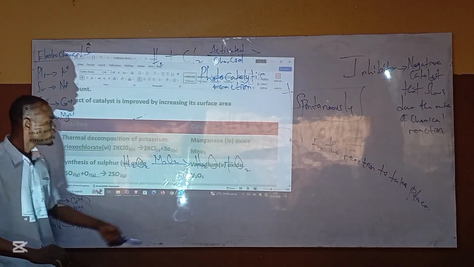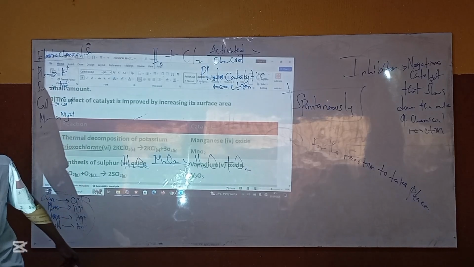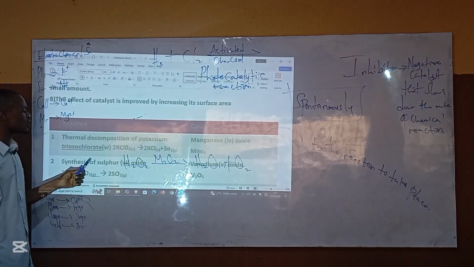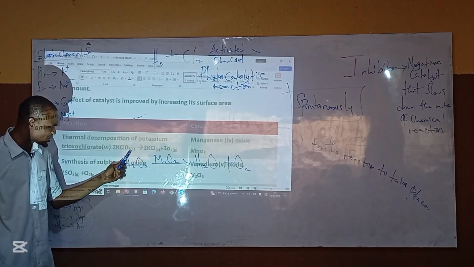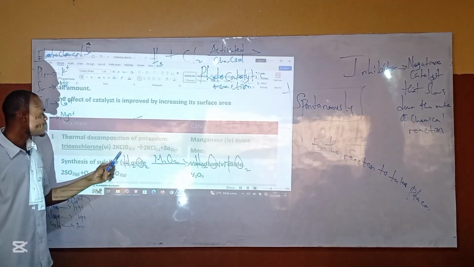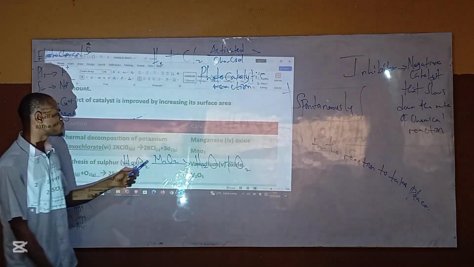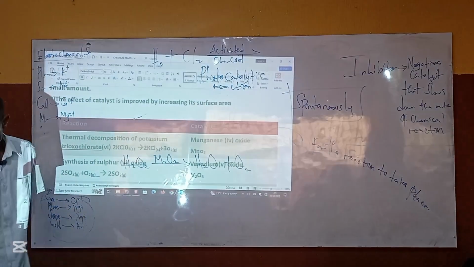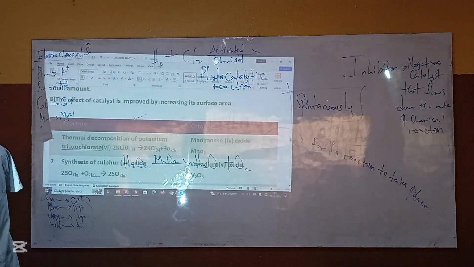Look at the reactions and their catalysts. Thermal decomposition of potassium trioxochlorate(V) forms potassium chloride and oxygen. What catalyst is used there? Manganese(IV) oxide.